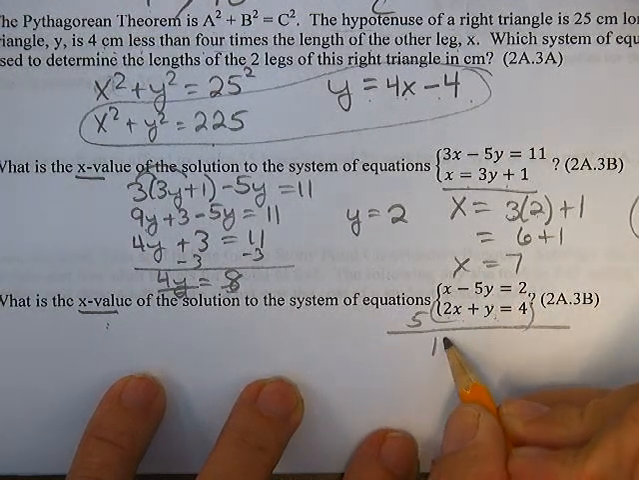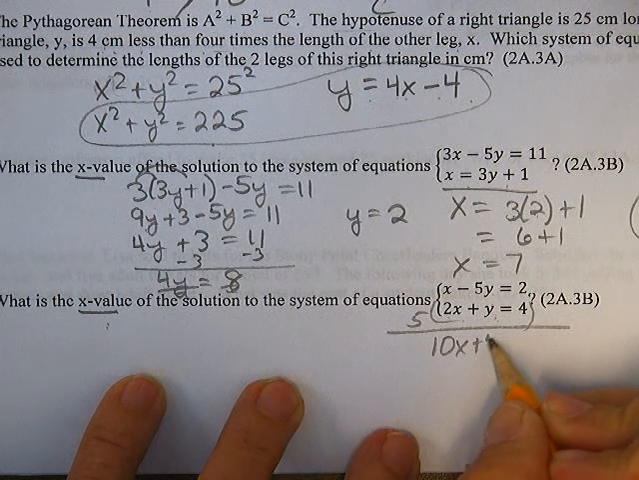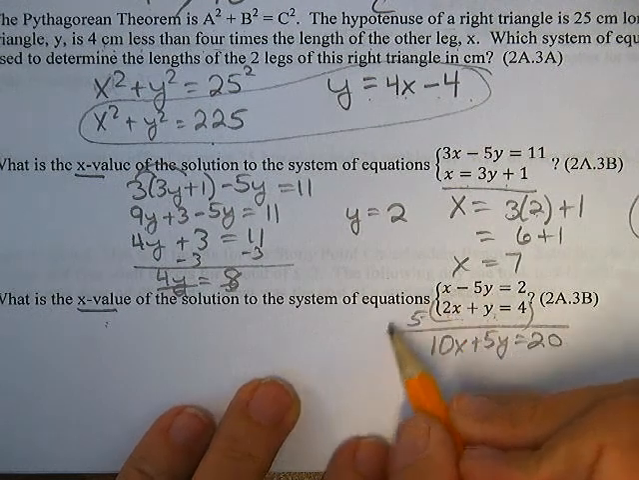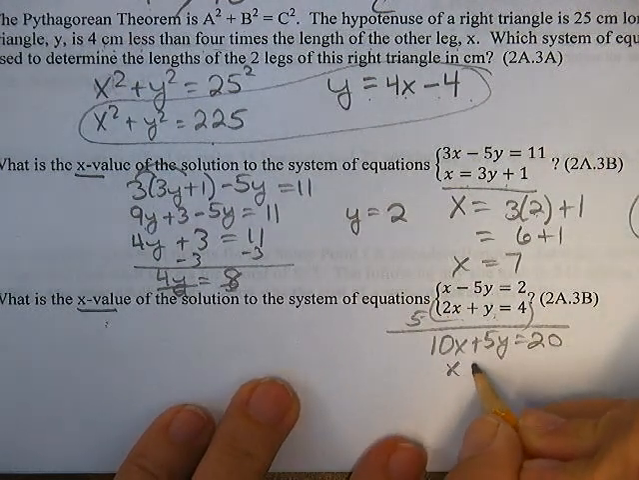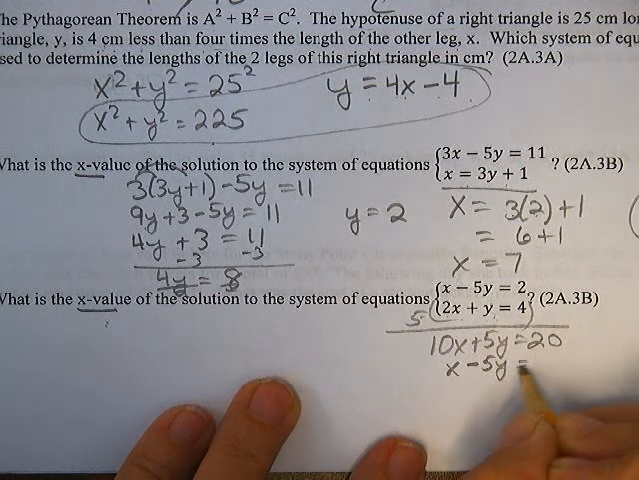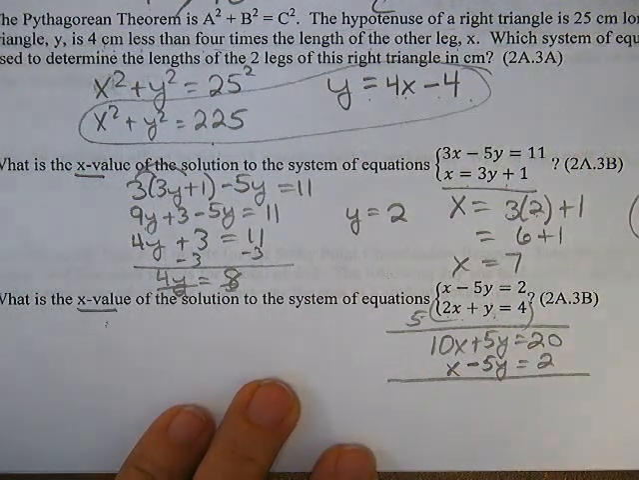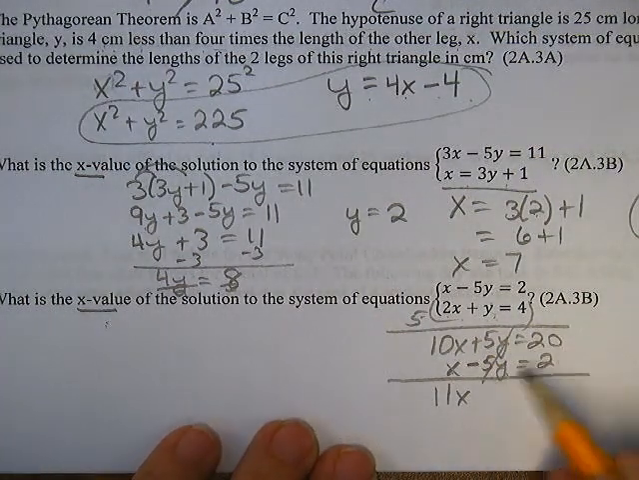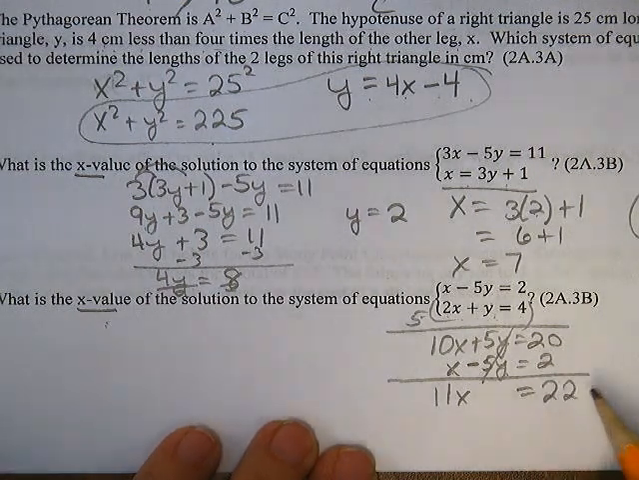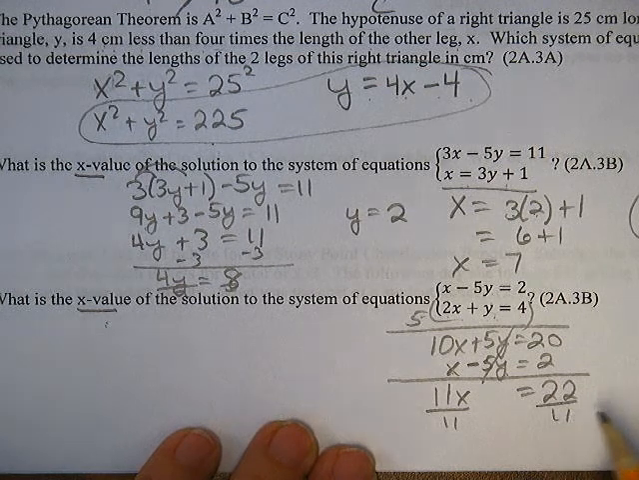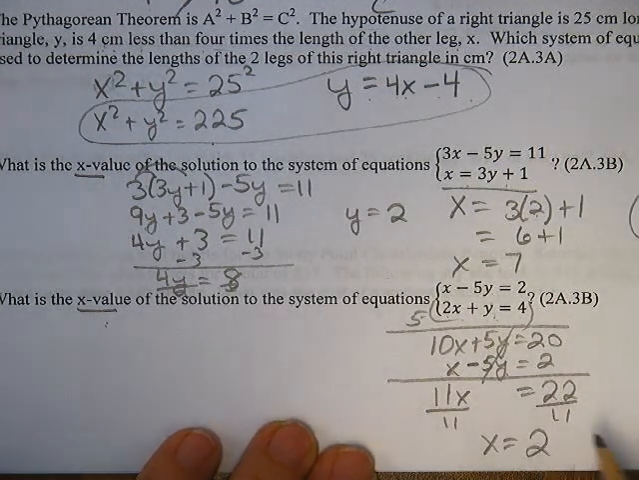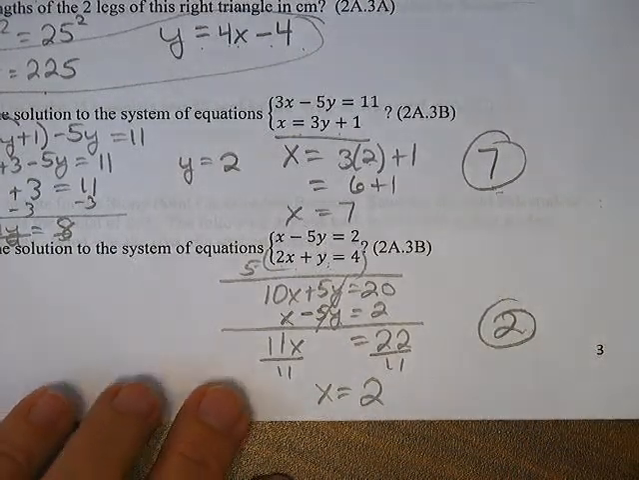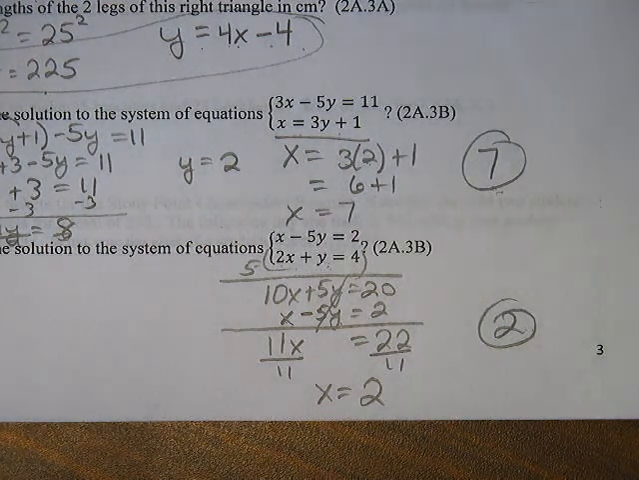So 5 times 2x is 10x, 5 times y is 5y, and 5 times 4 is 20. I'm just going to rewrite that top equation so we can see what we're doing. All I'm doing is rewriting it underneath. And now I'm going to add these two equations together. 10x plus x is 11x, 5y minus 5y of course cancels, and 20 plus 2 is 22. If I divide by 11, I get x is equal to 2. And again, my answer in this case is the x value. I don't have to go back and solve for y, as the question doesn't ask me about y.